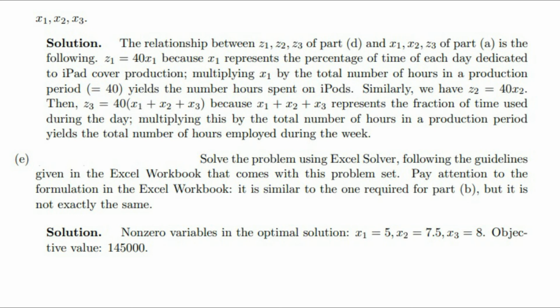Similarly, we have Z2 equals 40 X2, and Z3 equals 40 times (X1 plus X2 plus X3), because X1 plus X2 plus X3 represents the fraction of time used during the day. Multiplying this by the total number of hours in a production period yields the total number of hours employed during the week. Solve the problem using Excel Solver.